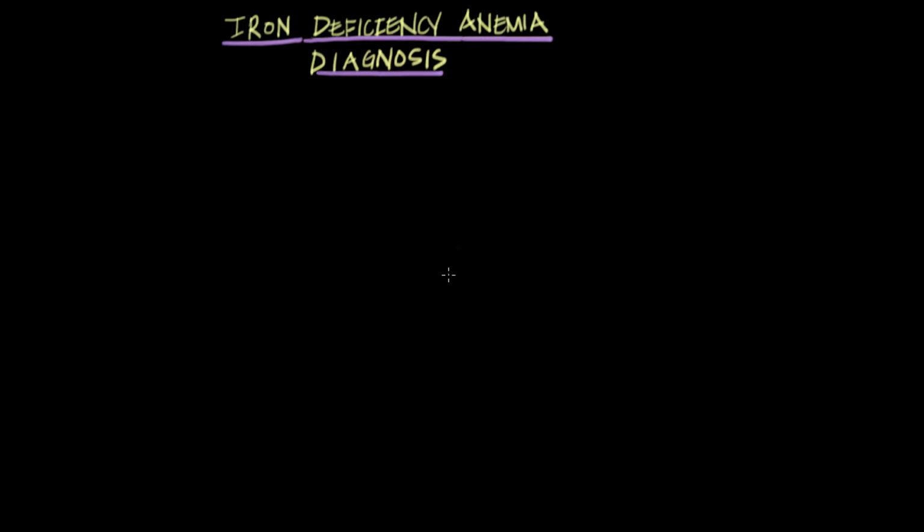So the first step to making a diagnosis of iron deficiency anemia is taking a look at the patient, seeing what signs and symptoms they're complaining of. Iron has a couple of different roles in the body. So let's talk about some of the roles of iron in the body. Firstly, there's one role that we already talked a little bit about, and that is that iron is responsible for making hemoglobin.